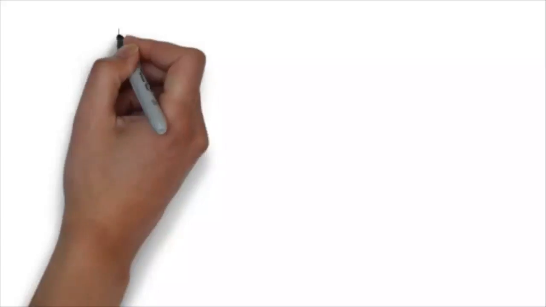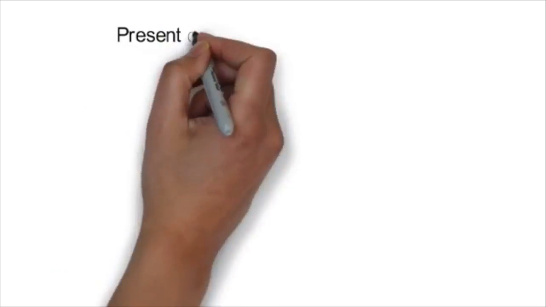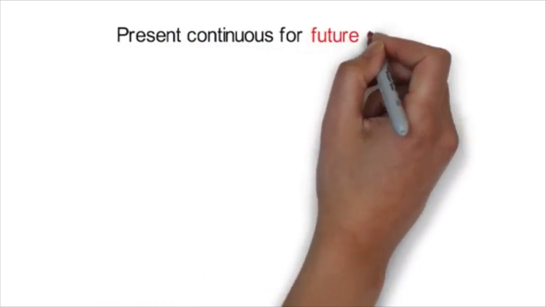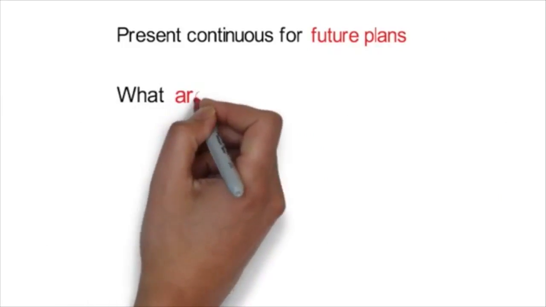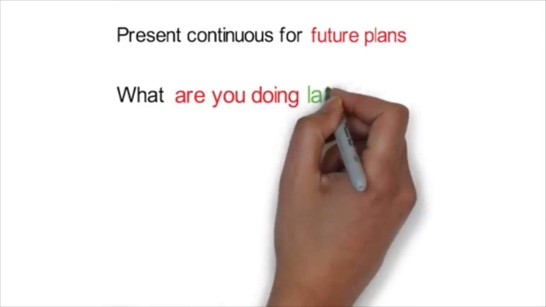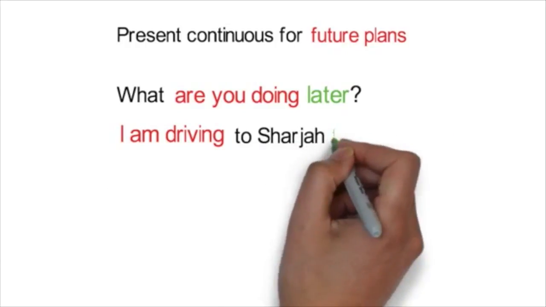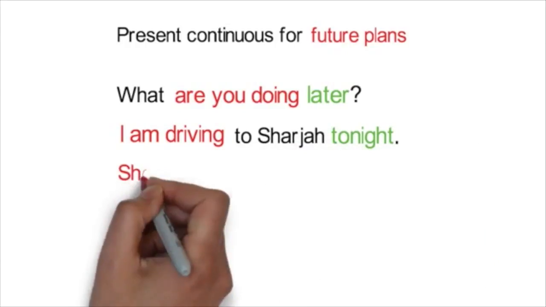We also use the present continuous to describe future plans. When using the present continuous, we add a time word as well. For example, what are you doing later? I'm driving to Sharjah tonight. She's going home after class.